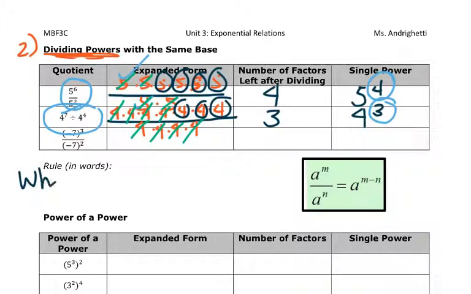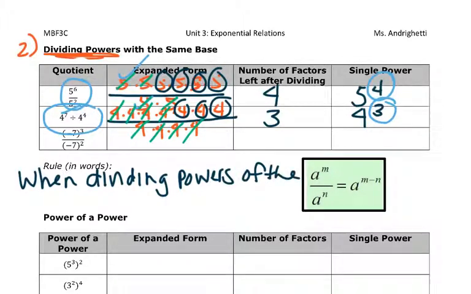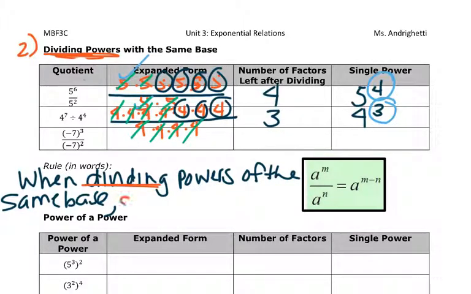So when dividing powers of the same base, which means that these 4s match, for example, or these 5s match, what are we going to do with those exponents? We are going to subtract. So when we're dividing, we are going to subtract the exponents.